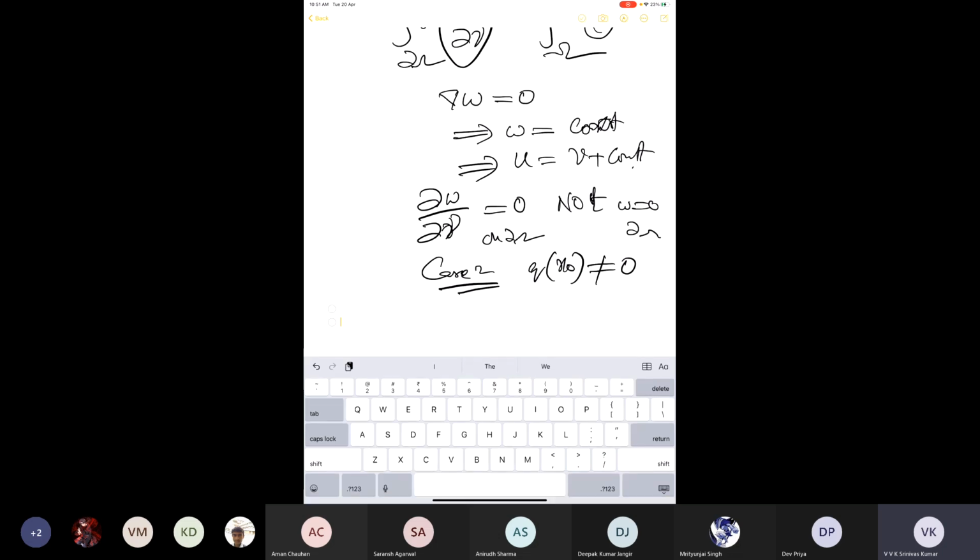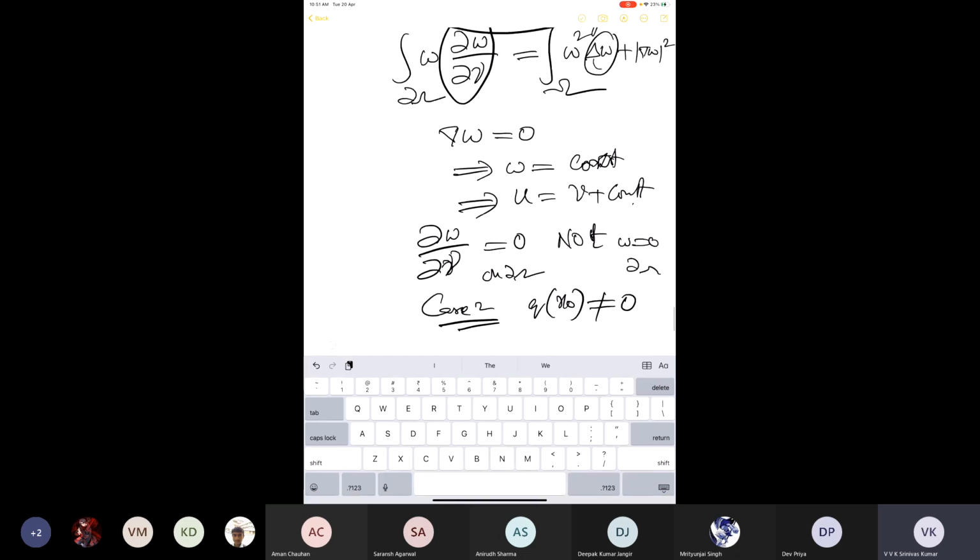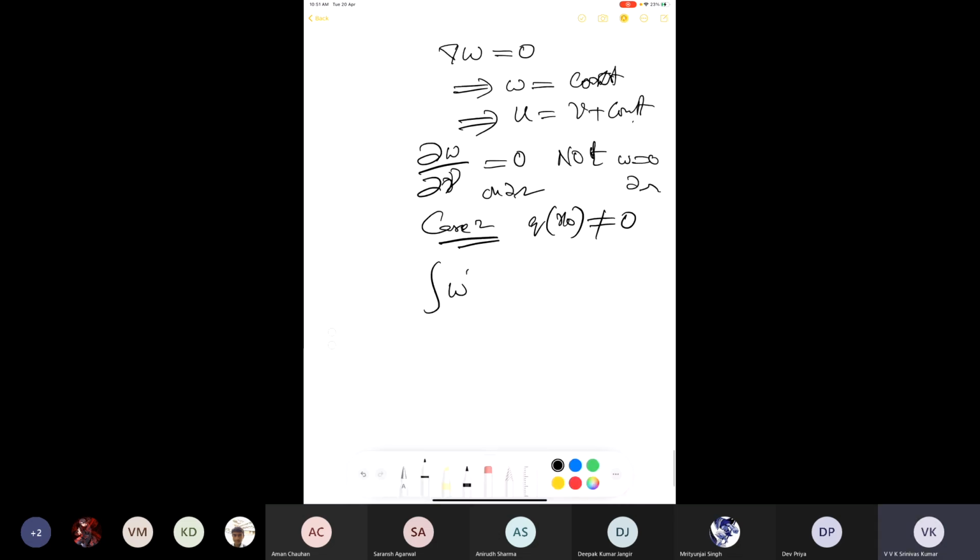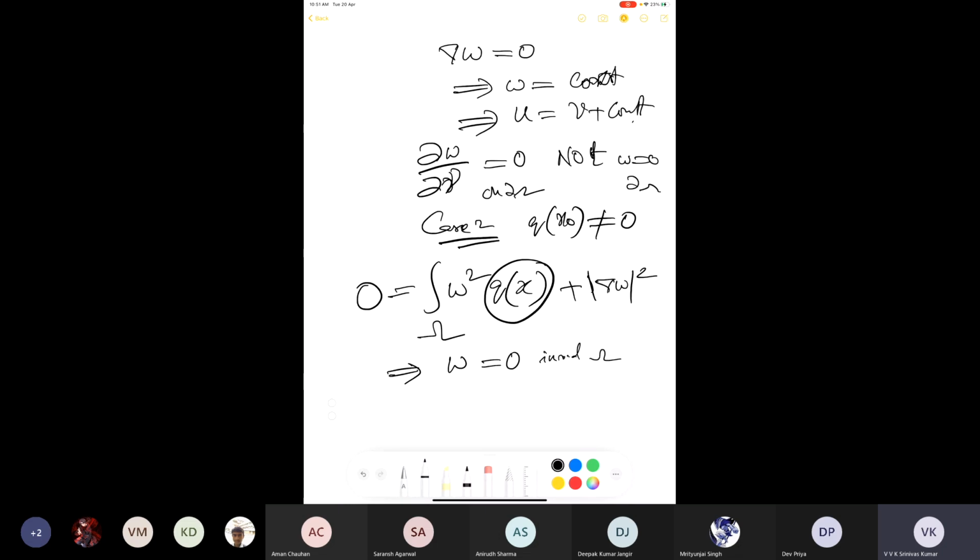So here what will happen? Integral of W square Q of x plus grad W square is equal to 0. This implies W is equal to 0, because Q is not identically equal to 0. W is equal to 0 inside omega, and this implies that W is equal to a constant. Since Q is nonzero somewhere inside, that constant has to be 0. So here we have uniqueness.